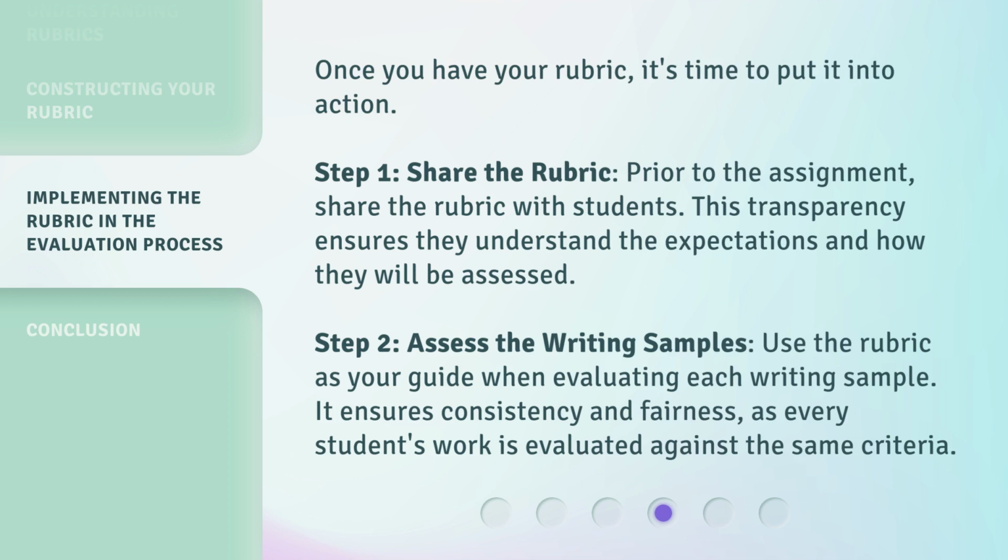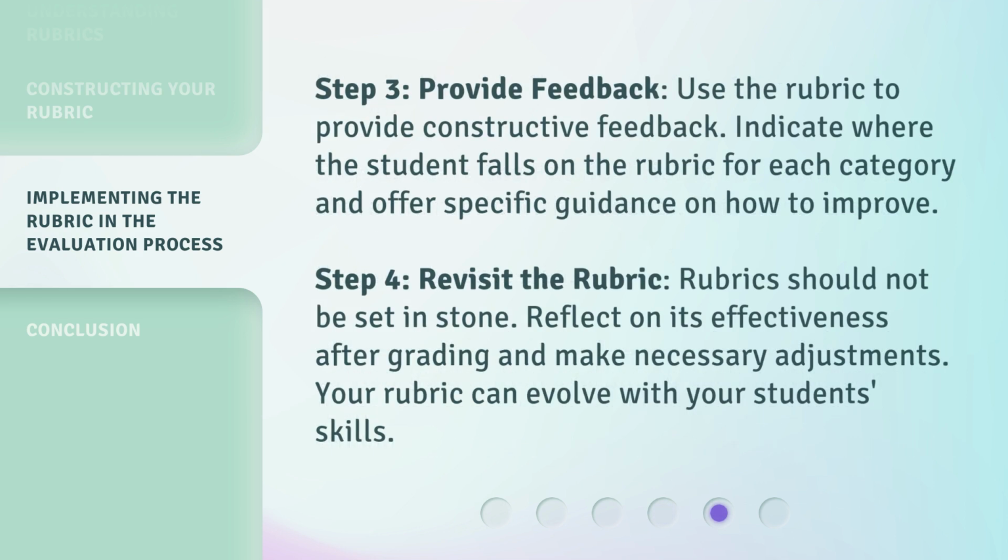Step 2. Assess the writing samples. Use the rubric as your guide when evaluating each writing sample. It ensures consistency and fairness, as every student's work is evaluated against the same criteria. Step 3. Provide feedback. Use the rubric to provide constructive feedback. Indicate where the student falls on the rubric for each category and offer specific guidance on how to improve.